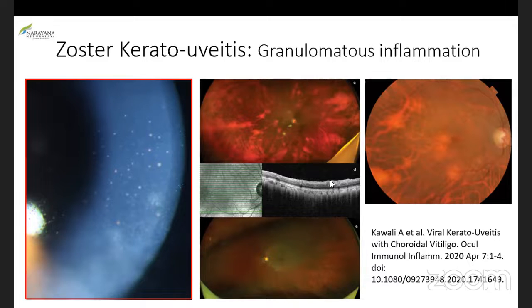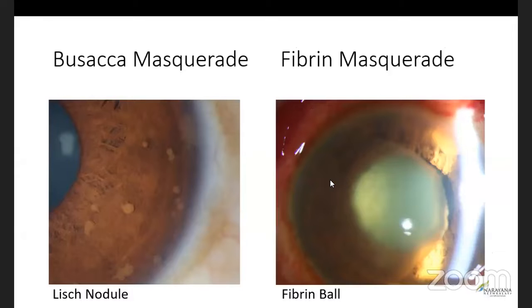Although the OCT scan does not show any choroidal elevation, probably when the patient had the first attack of zoster keratouveitis, at that time the patient had active choroidal lesions, which are now resolved. So remember, zoster keratouveitis not only causes granulomatous anterior uveitis, but it can have granulomatous choroidal involvement as well. So these are the two cases referred by our PGs, thinking that Busacca nodule or dislocation of the lens.